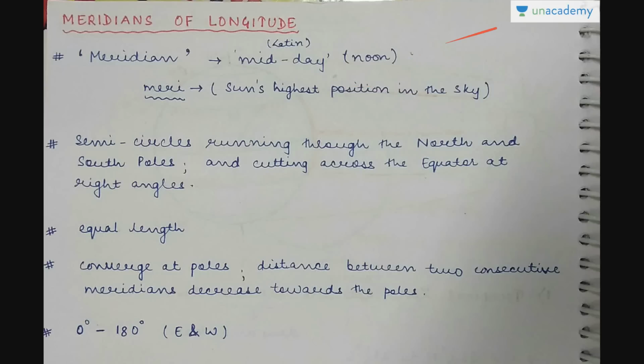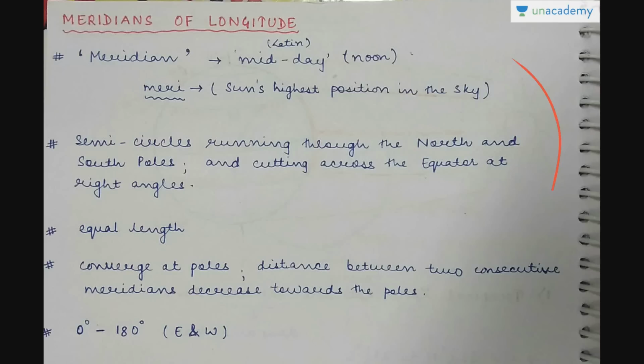And in terms of latitude and longitude, how we describe them: these are semicircles which run through the north pole and the south pole. Here's the north pole and south pole. So the semicircles, the half circles, cut the equator at right angles. They run like this and the equator is like this. So they make a 90-degree angle, and they are all equal in length. Unlike the parallels, which were not of equal length and decreased as we move towards the poles, here since they join the two poles, they are equal in length and they converge at the poles, right?